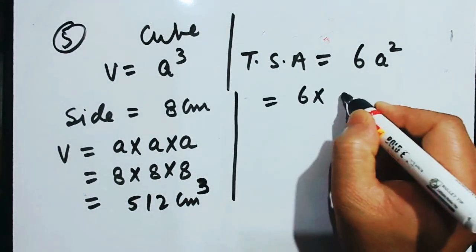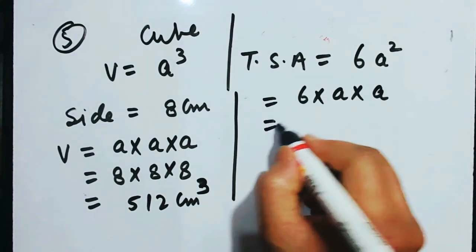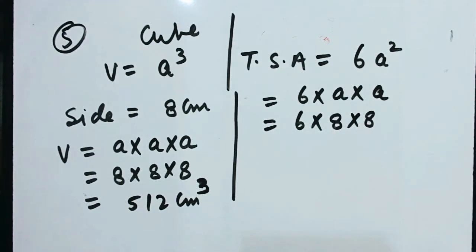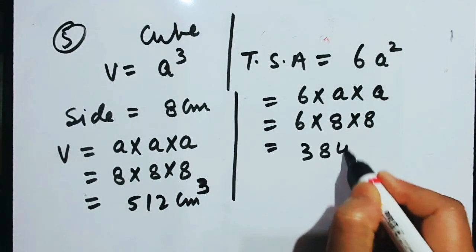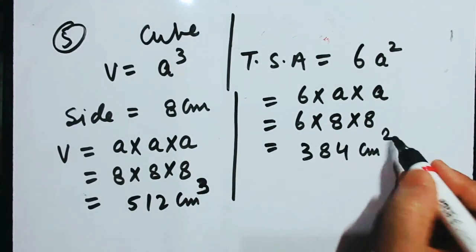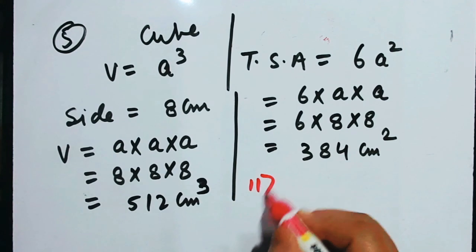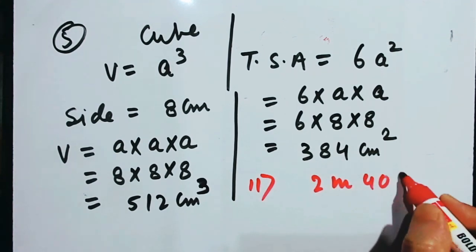Now the total surface area is equal to how much? It is equal to 6a square, that is 6 times a square, which gives you 6 into 8 into 8. Totally it depends upon calculations. So it is equal to 384 centimeter square. Clear?